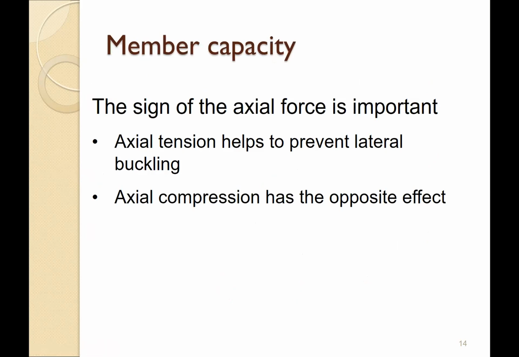Now let's look at the member capacity. So you see that we are doing one by one. First we have looked at the section capacity. Next we are looking at the member capacity. What we are saying is the sign of the axial force is important. Why is it? Because axial tension helps to prevent the lateral buckling. If you pull a member, automatically it will help you to prevent the lateral buckling, which is good. On the other hand, axial compression has the opposite effect. That means it can, in fact, increase the deformation. So that's the problem.